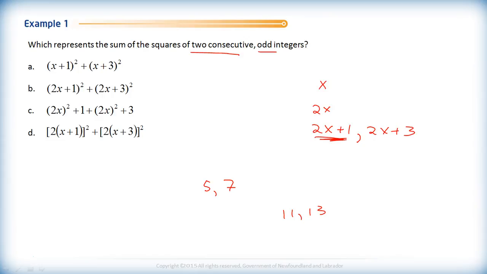So we want the sum of the squares of two consecutive odd integers. So we want (2x plus 1) squared, and the sum means to add them together, and (2x plus 3) squared. So that looks like B. This one, they forgot to double the x's, and this one they got the squares in the wrong place. And in this one they factored out the 2 and didn't apply it to the 1 or the 3. Just weird. So the only answer is B.